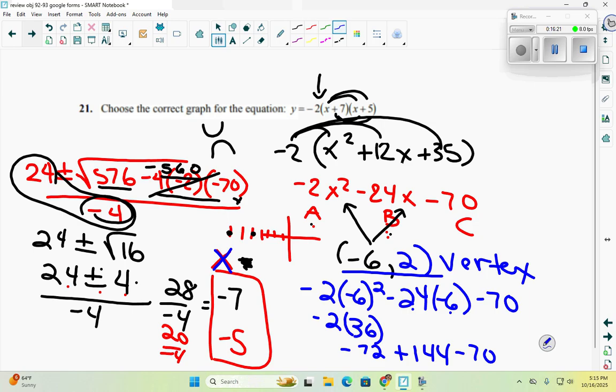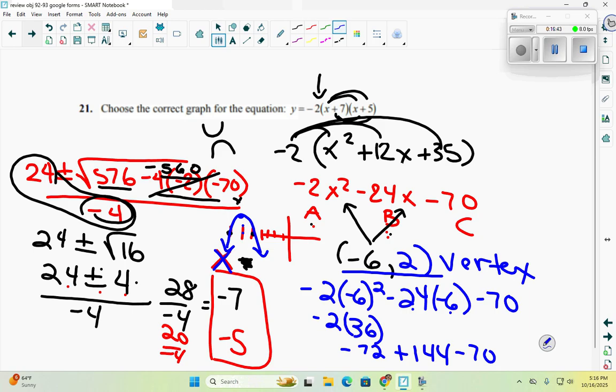So I'm going to go over 6. So 1, 2, 3, 4, 5, 6. Well, remember it was supposed to be in the middle. But now I've got to go up 2. So 1, 2. So your vertex that you're looking for on that other page should look something similar to that. Obviously a dotted paper still looks a little bit different, but pick the right one.